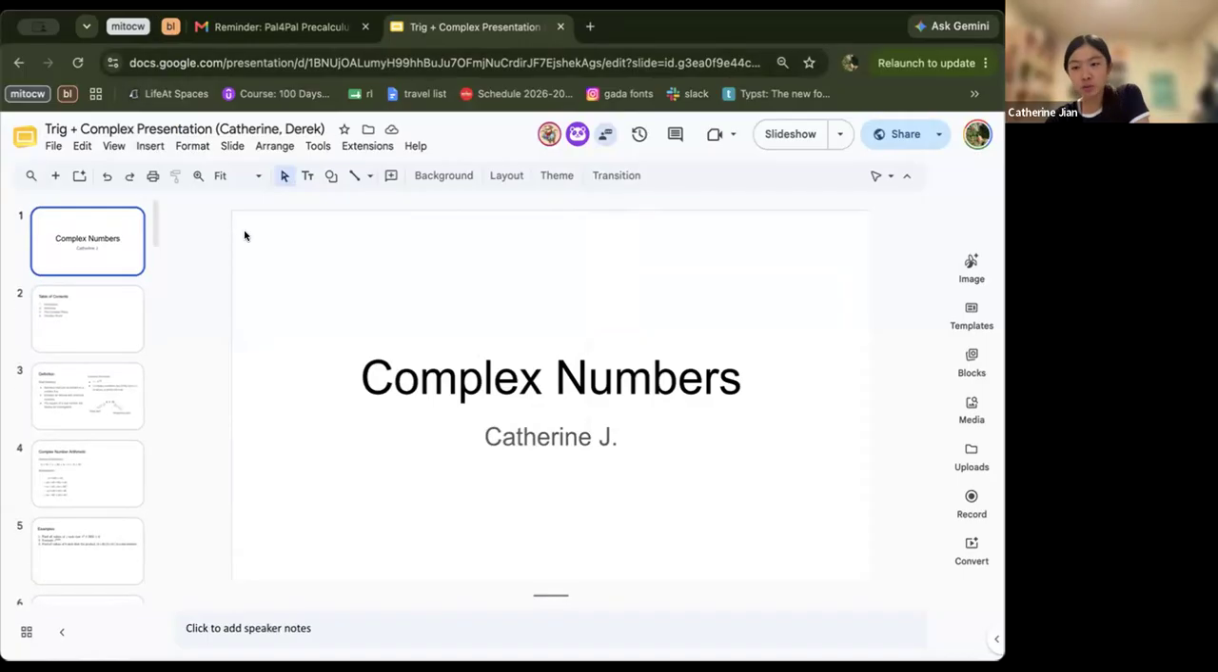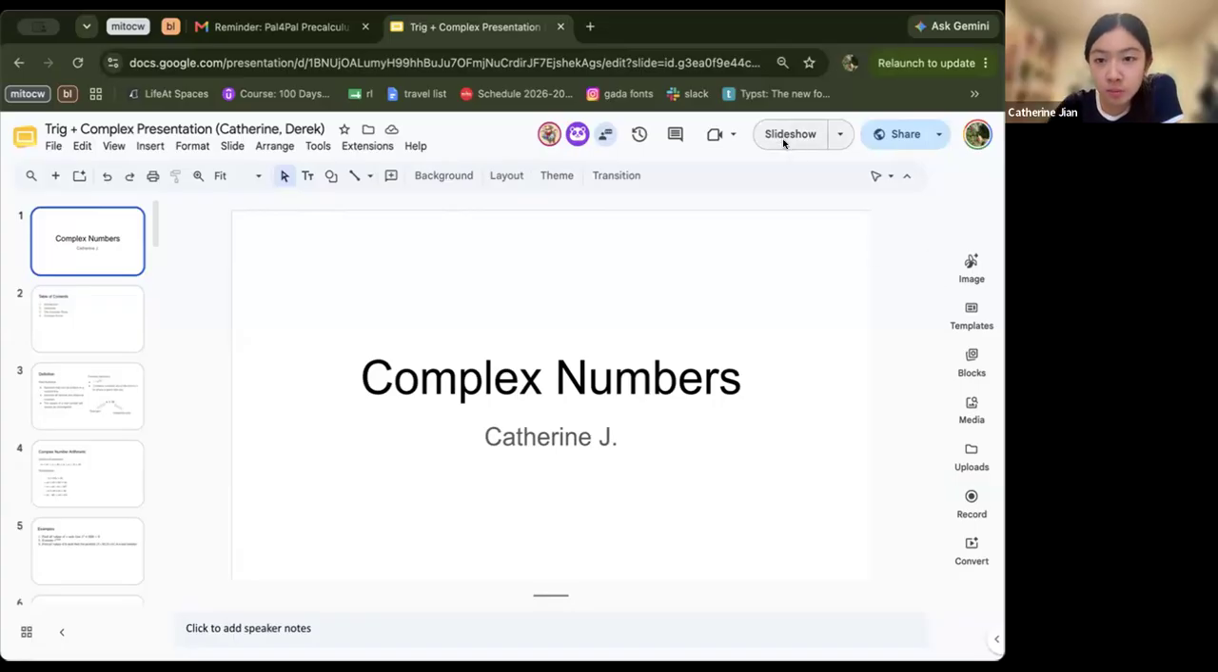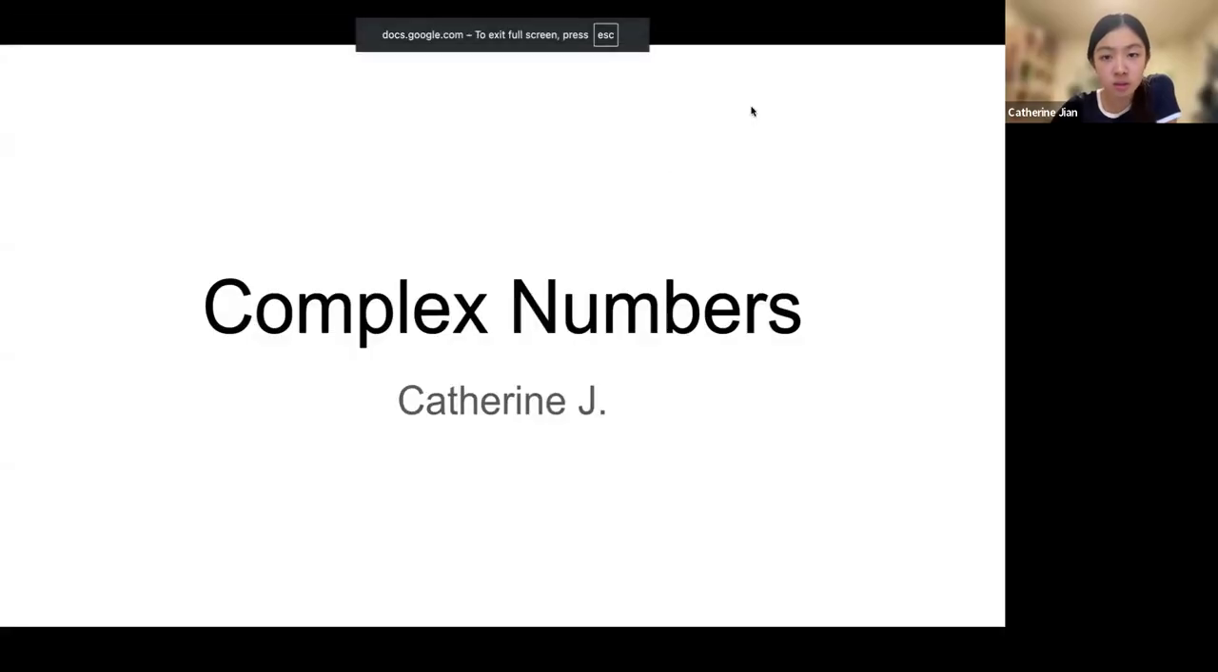All right, I think we can probably start now. So this week we're going to be talking about complex numbers and then trig and complex numbers. So today I'm just going to cover some complex number basics, and then on Thursday, Derek will be talking about trig and complex numbers and some other applications.